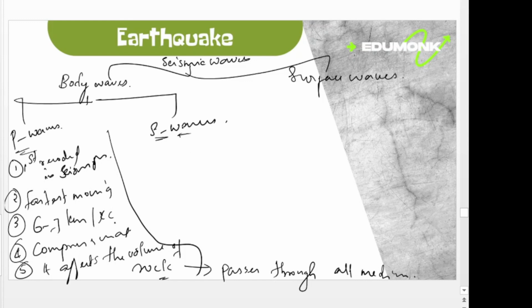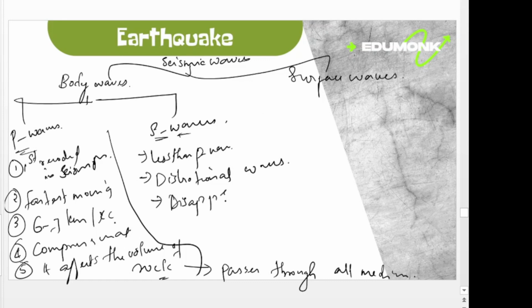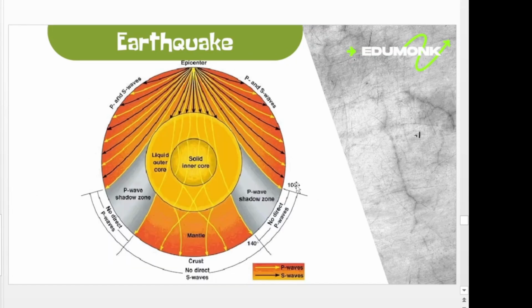Then the S waves, these are secondary waves which have a velocity less than P waves. These are distortional waves. Also the S wave disappears in a liquid medium. That means it travels only through solid medium. Here you have to understand one concept. I will show you.